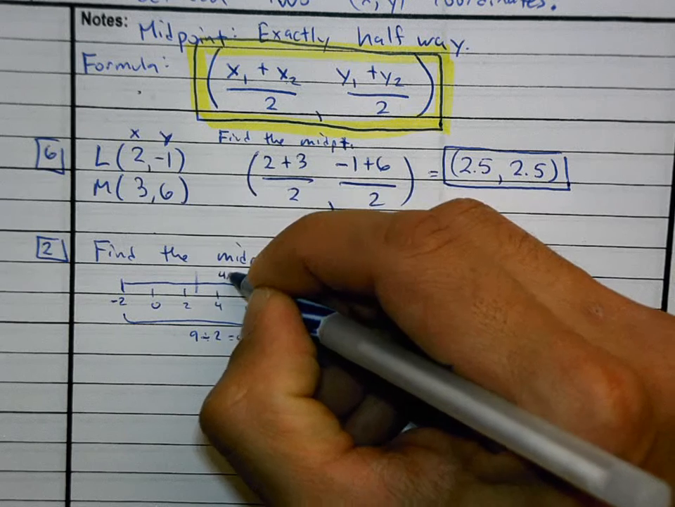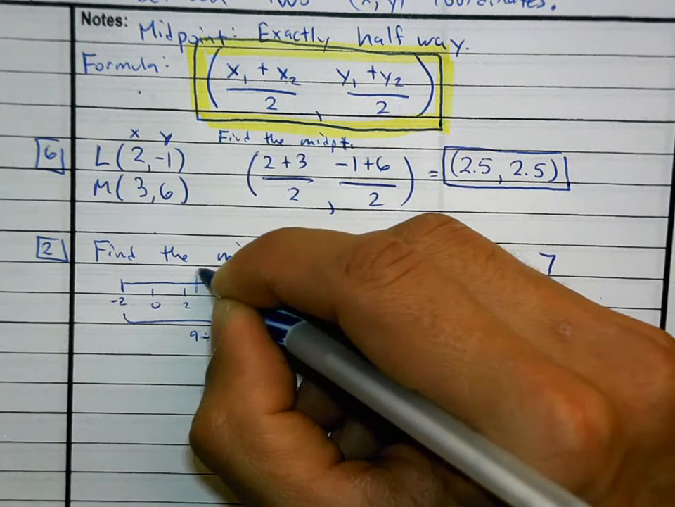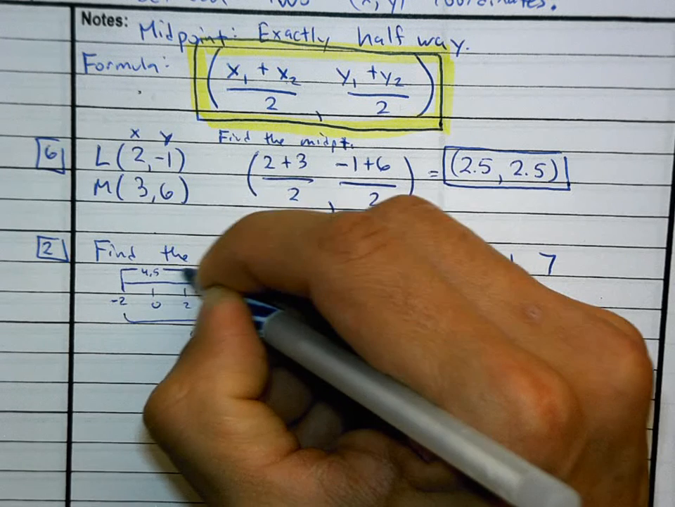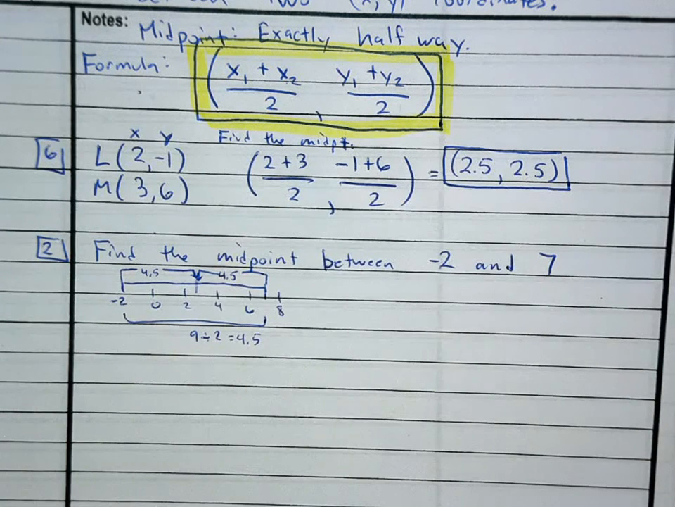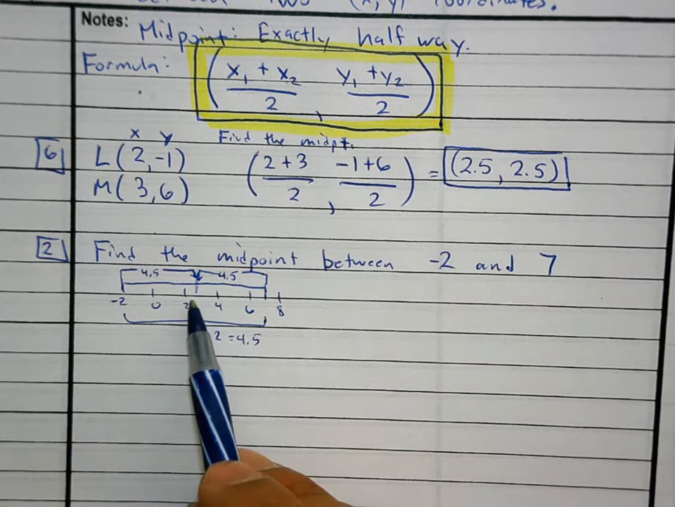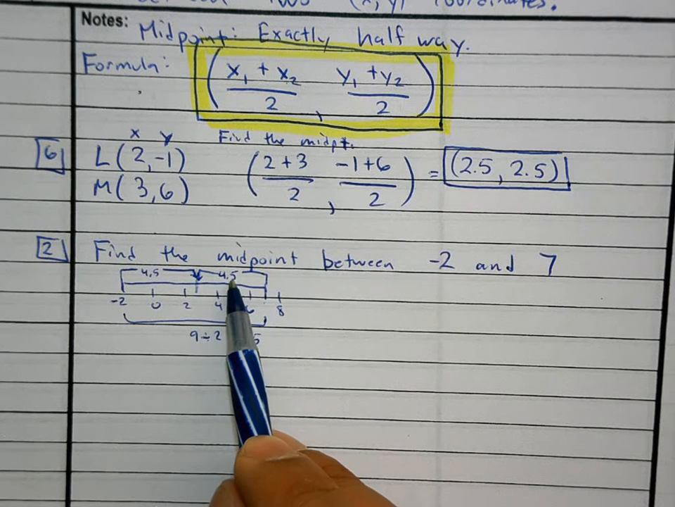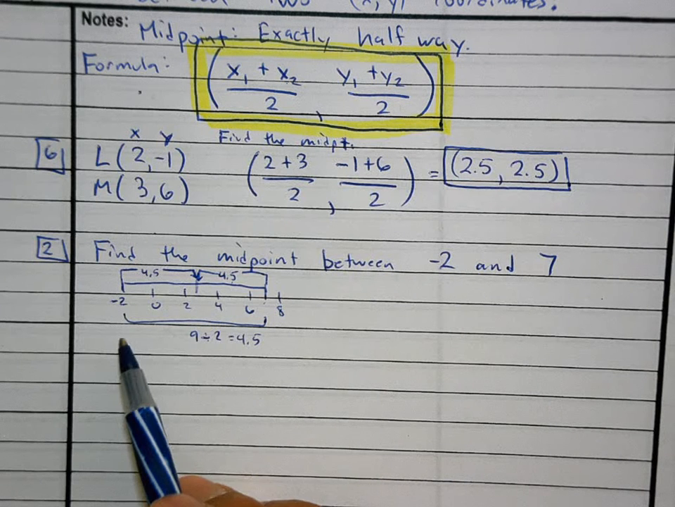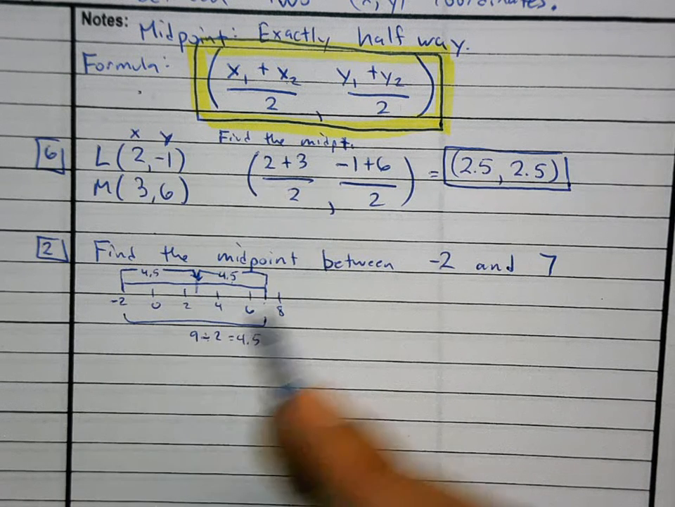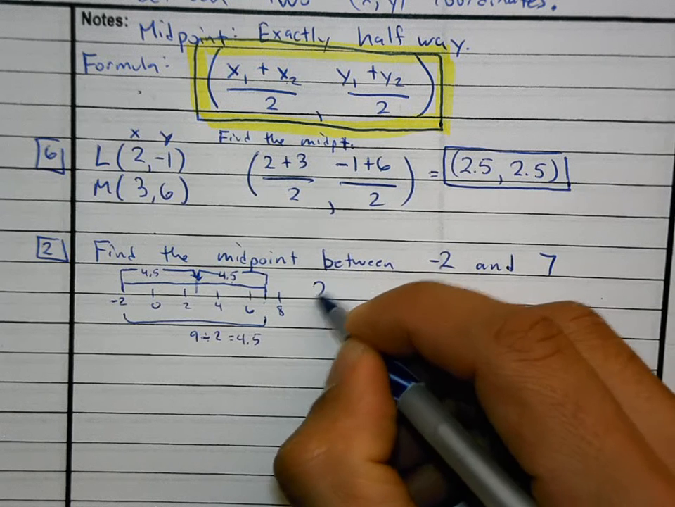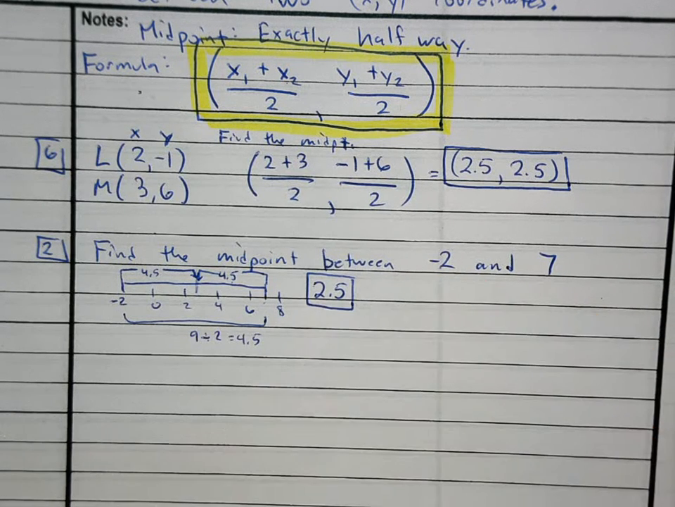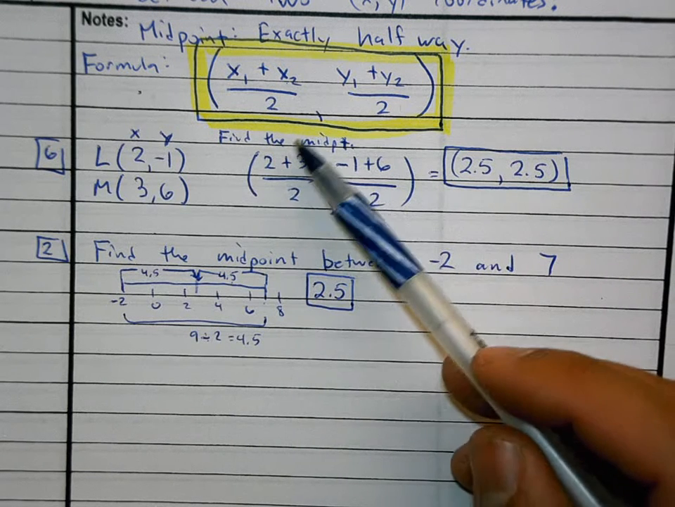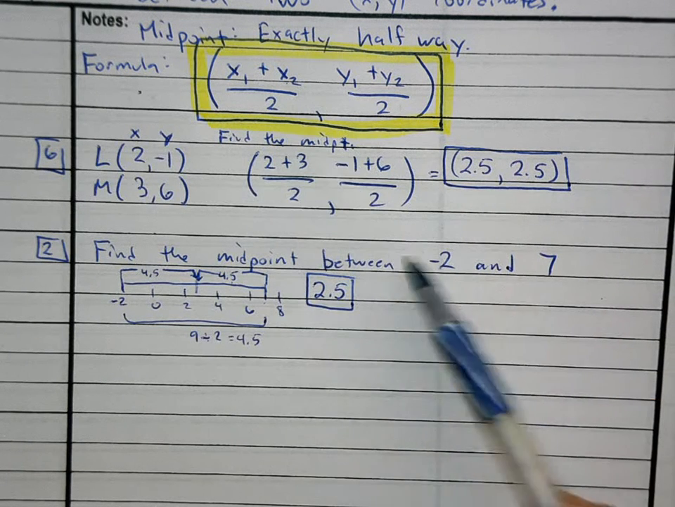That means I have 4.5 from here to there, 4.5 from here to there. If I wanted to know where the midpoint was, I could do 7 take away 4.5, or I can do -2 plus 4.5. Either way, I'm going to get that the midpoint is 2.5. What I want to show you is that this formula that we have up here also works for this.